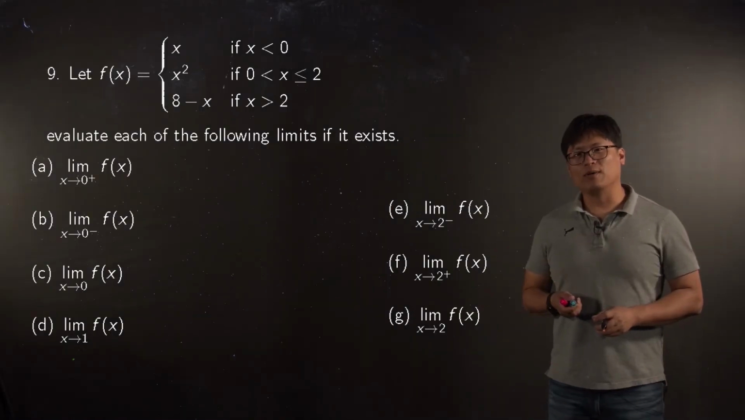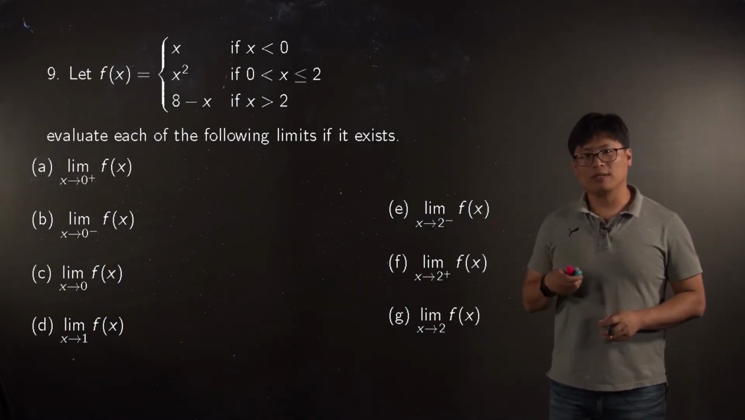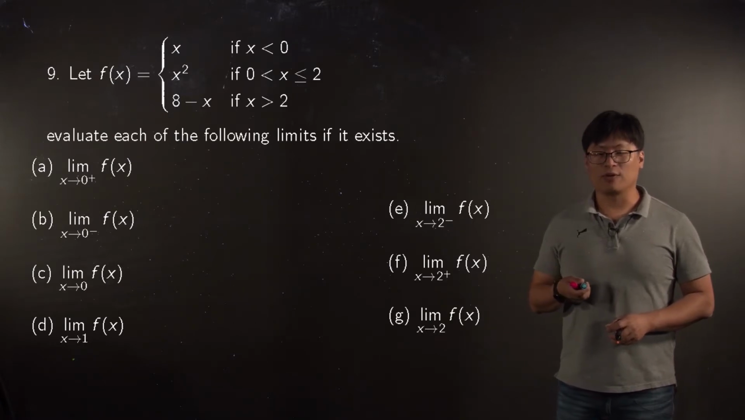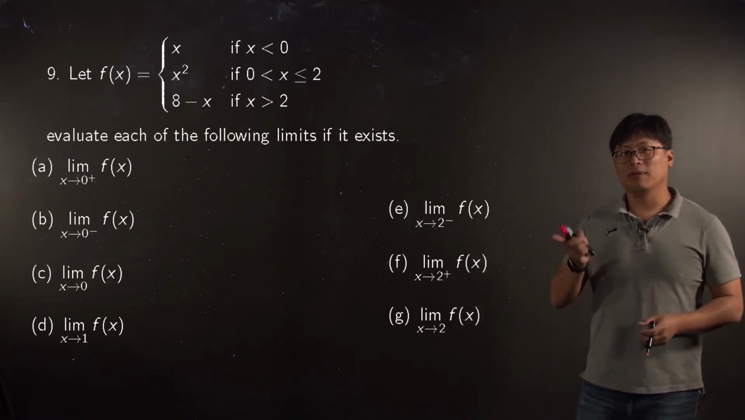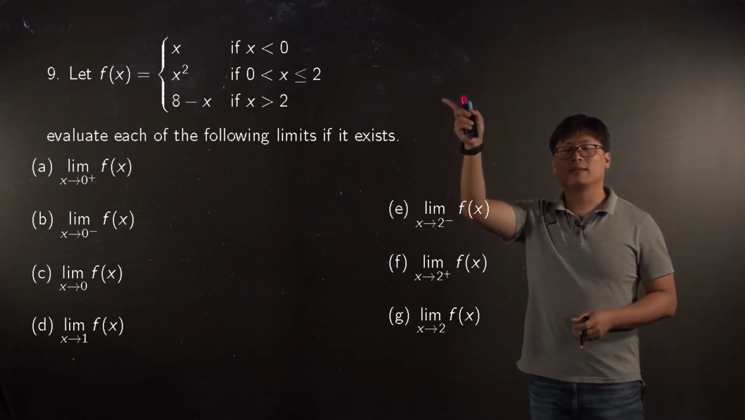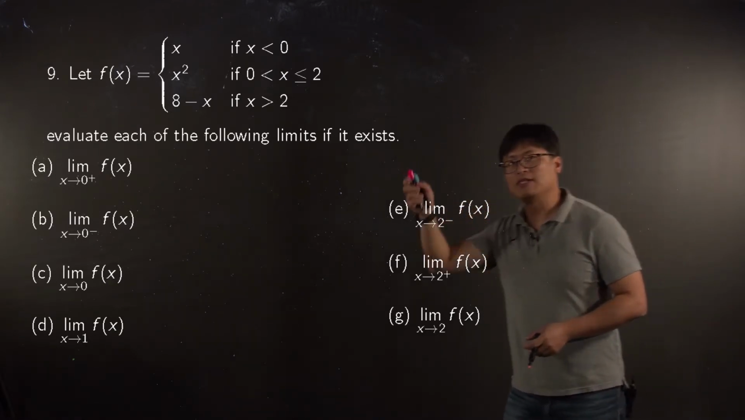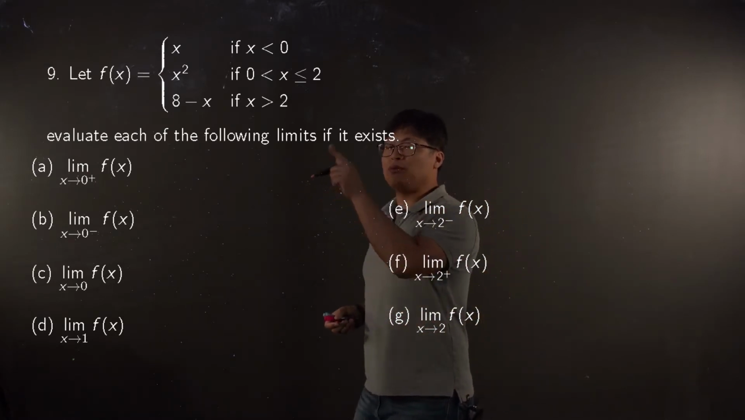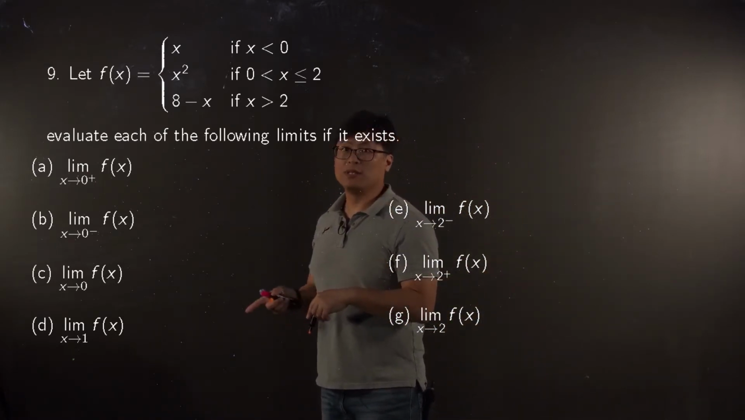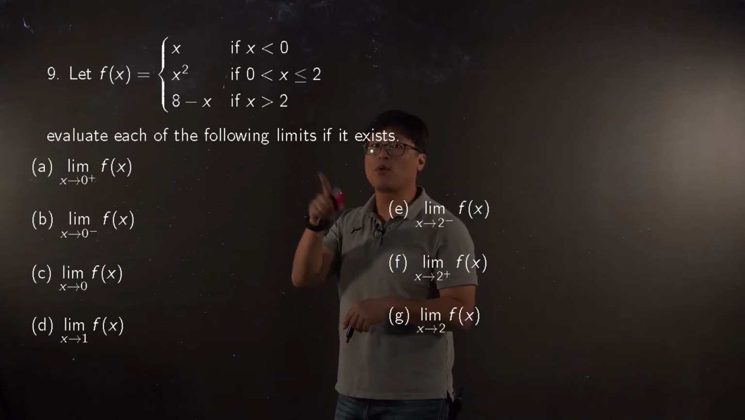Okay, let's talk about the limit value of the piecewise defined function, okay? It is simple, but you have to be careful about the interval for each function in a piecewise defined function, okay? So look at the first one, x goes to 0 plus, right? Which means x approaching 0 from the right-hand side.